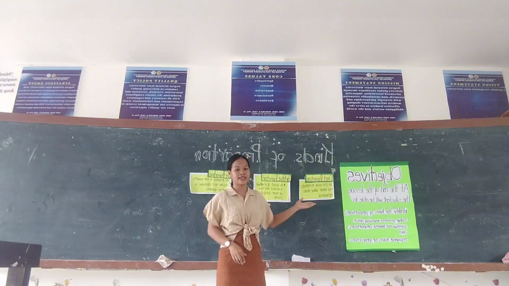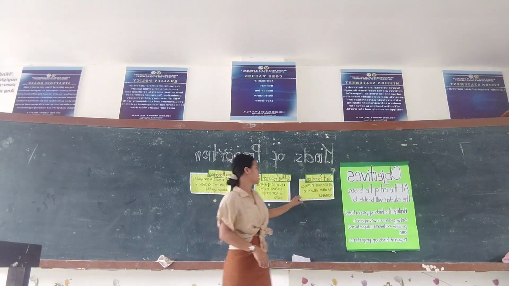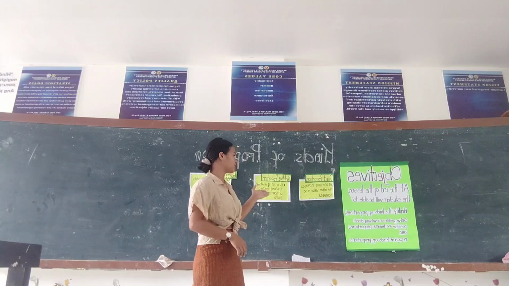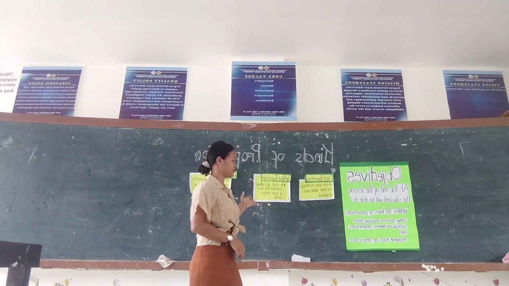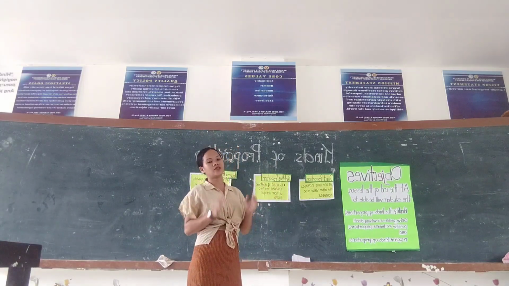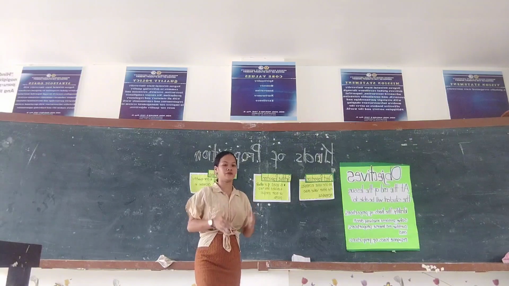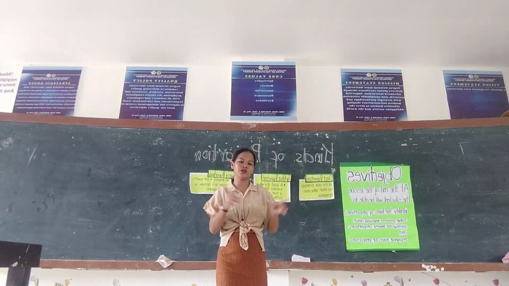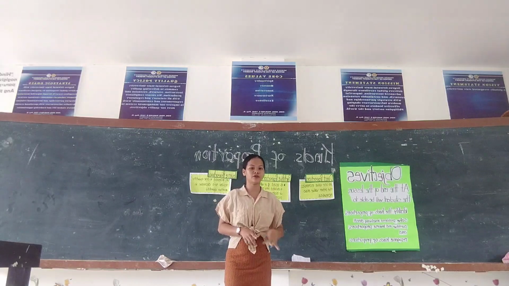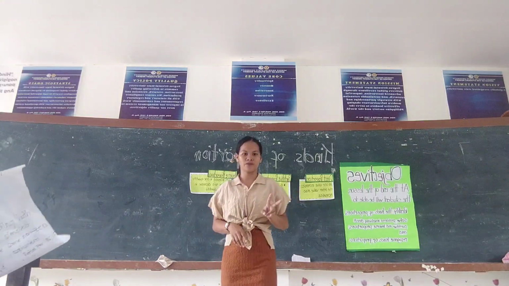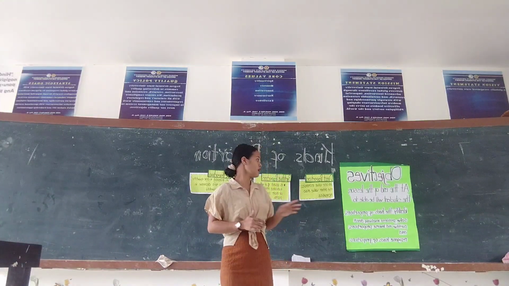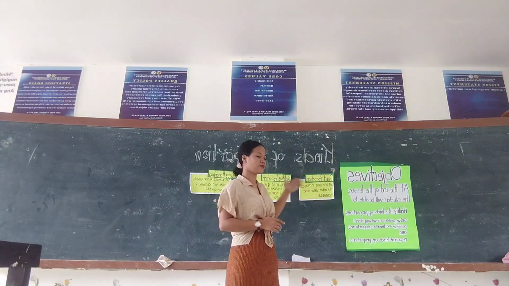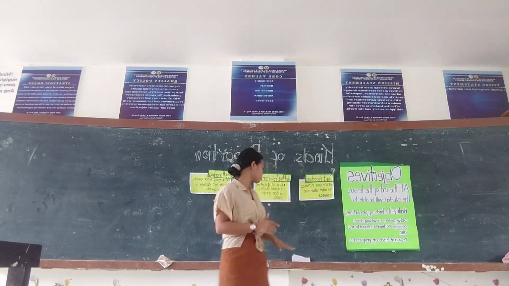Okay, first is direct proportion. In direct proportion, as one value increases, the other value also increases. Just like for example, if the candy is 1 peso and you're going to buy 2 candies, so you're going to pay 2 pesos. If you add one value, it will increase the other value also.